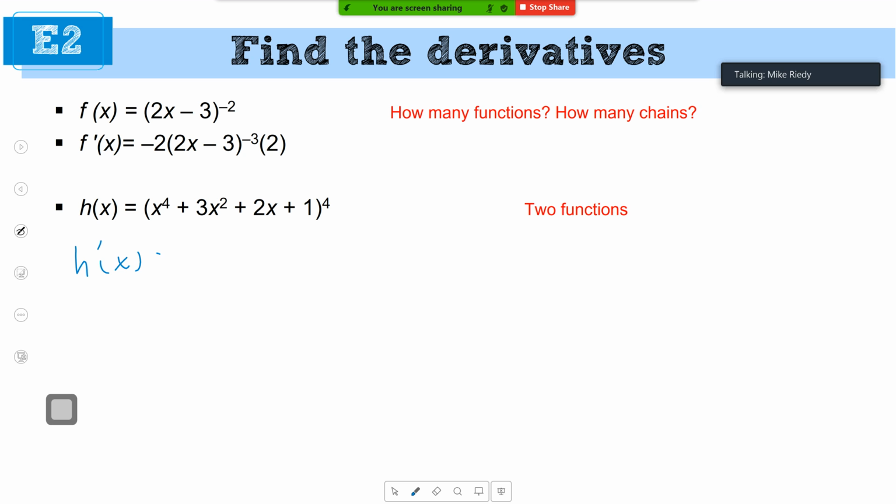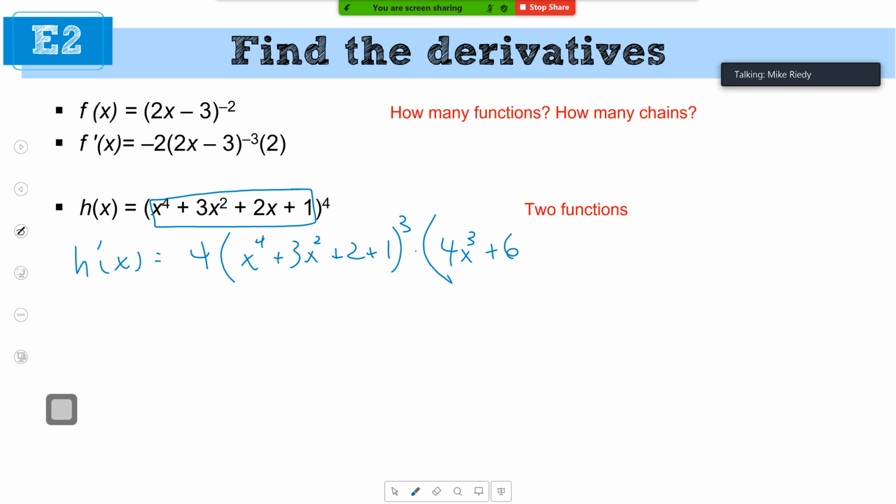H prime of x. Forget about this stuff and just take the derivative of something raised to the fourth power. 4 times x to the fourth plus 3x squared plus 2x plus 1 raised to the third power. Chain the derivative of the stuff inside. Don't forget parentheses. 4x cubed plus 6x. Whoop, there should be an x there. Plus 2.